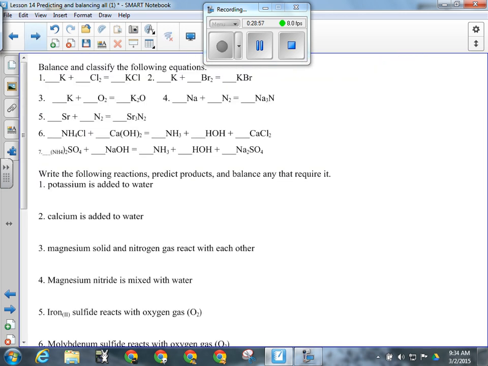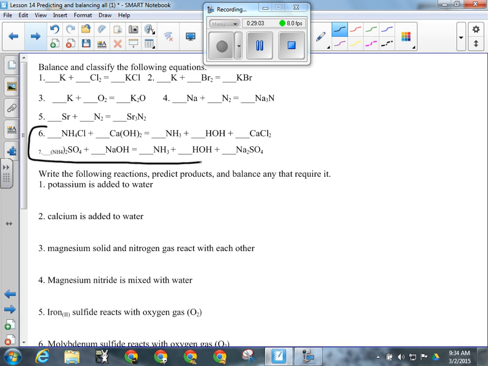So I'm going to give you this worksheet here. Now, when you get this worksheet, understand that 6 and 7 are beyond anything I would ever ask you to do on a unit exam or a quiz. They're just if you're starting to feel cocky about your abilities to balance chemical reactions.